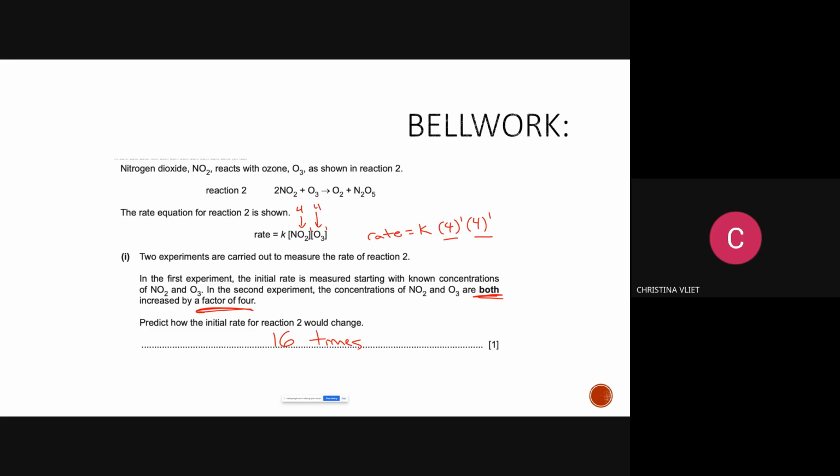Welcome back. So when it says predict how, if you said just that it increases, it wasn't good enough because they told you by how much each of the reactants increased. So you also have to give how much the entire rate increases as well. So you've got to be careful with that.